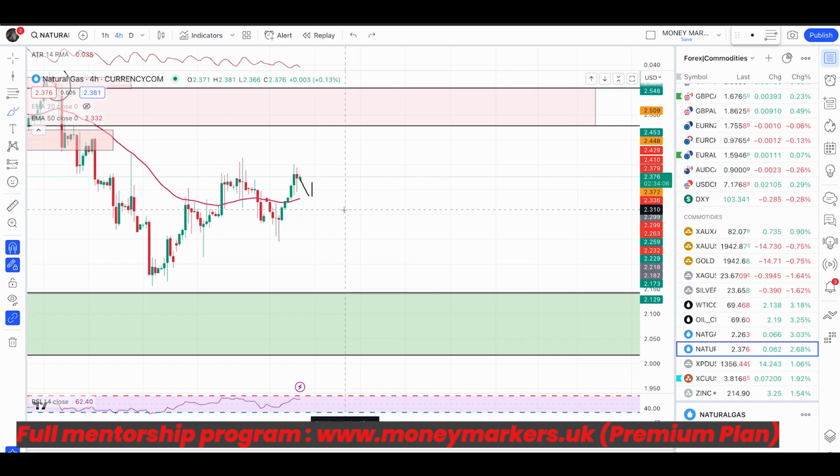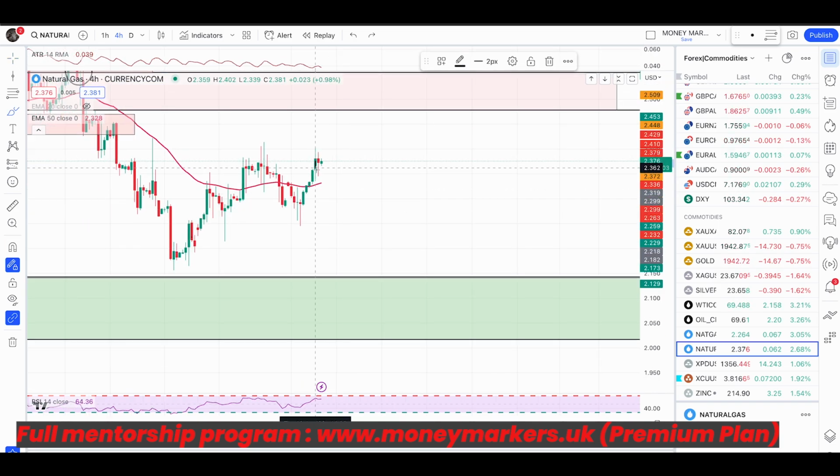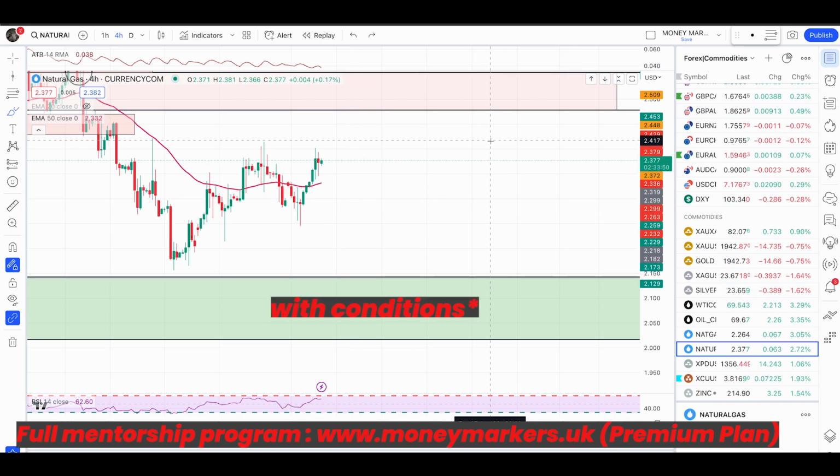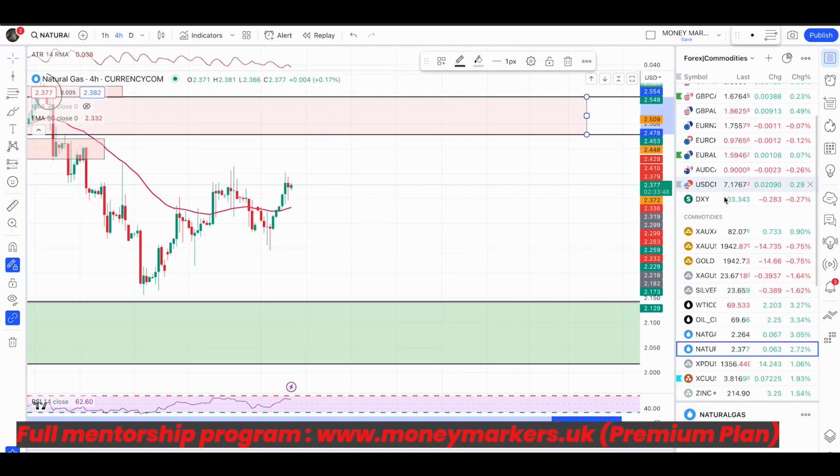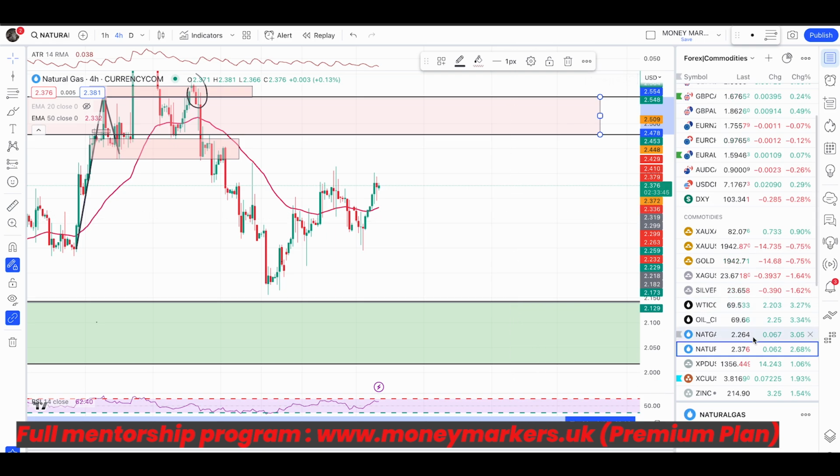So not selling anymore: sell conditions only below 50 EMA, buy conditions above 50 EMA. Once I have a condition, I will not hesitate to enter my buy trades, or on a break below 50 EMA, I will not hesitate to enter my sell trade. So keep an eye here. It's likely to push up and hit the zone above, which is a good zone to enter your sell trades.